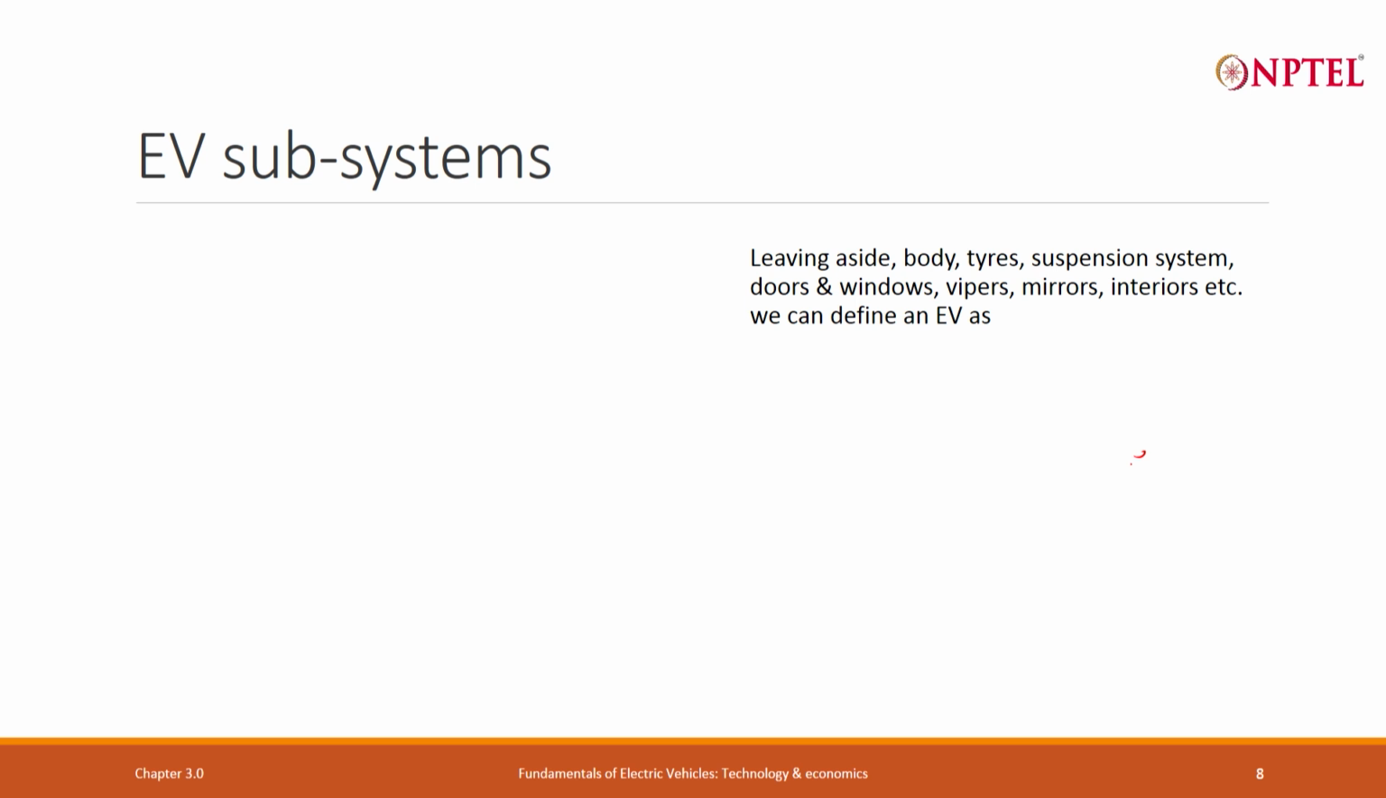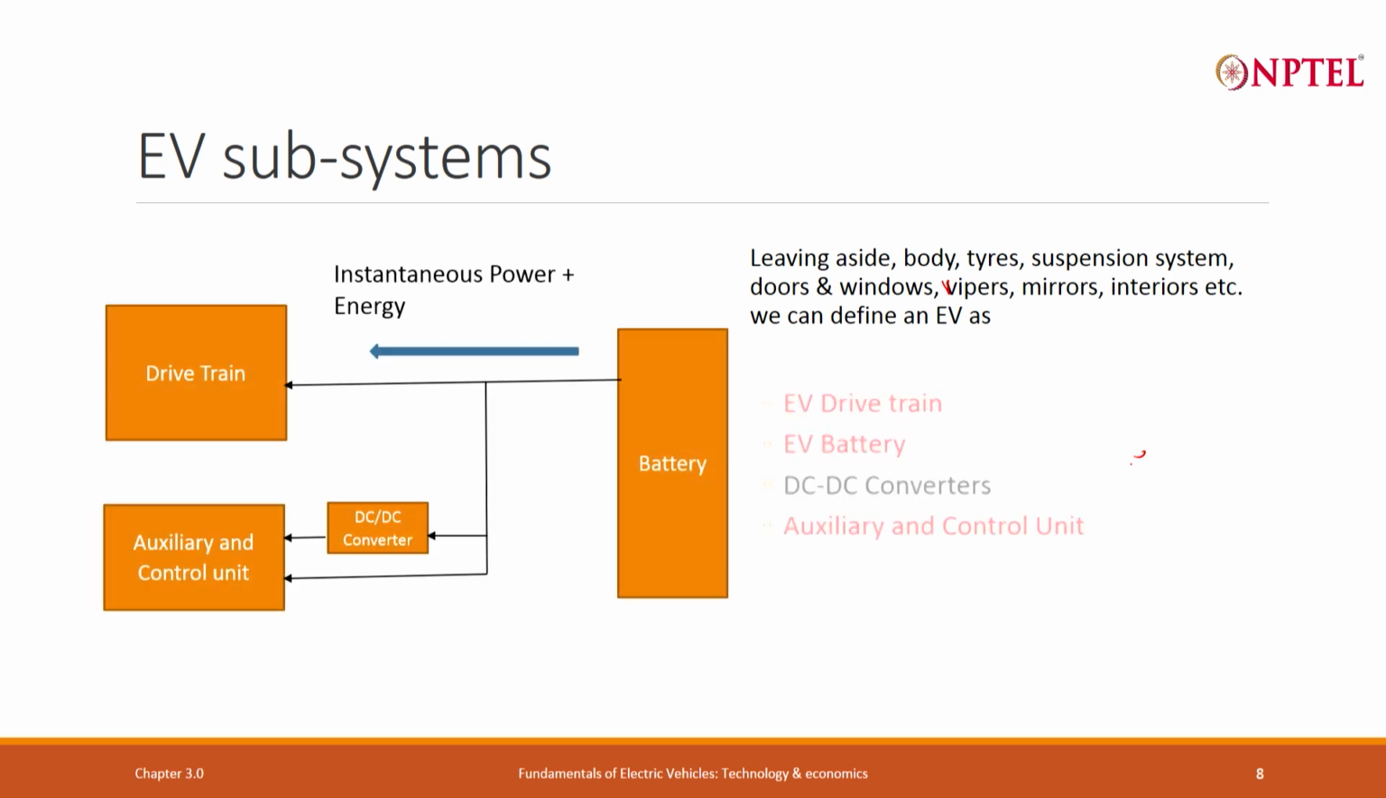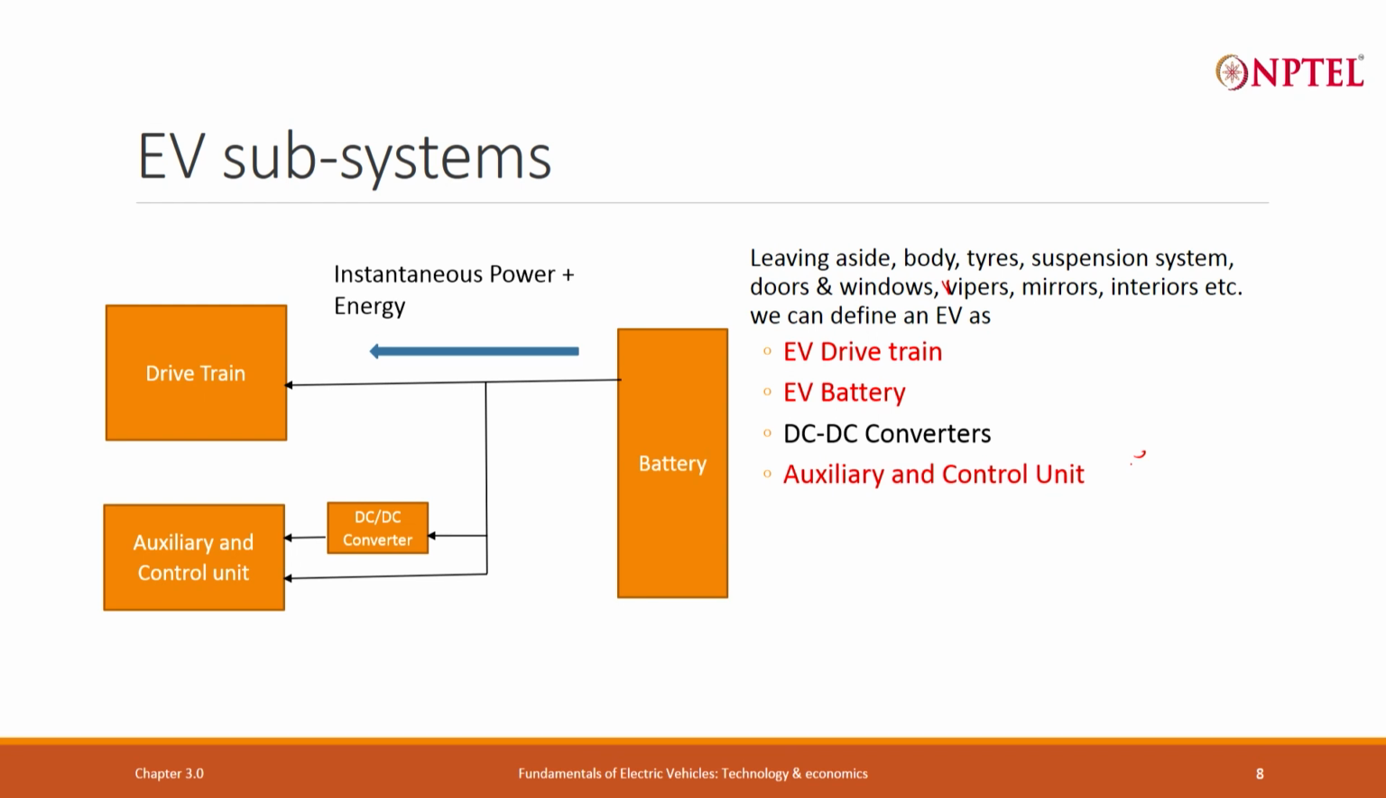Having done this introduction, let us look at the EV subsystems. Remember, right in the beginning I am leaving aside body, tire, suspension system, doors and windows, wipers, mirrors, interiors. If you leave aside this, EV consists first of a drivetrain. Sometimes the battery is included in the drivetrain. Strictly speaking, the battery is connected to the drivetrain, it is outside the drivetrain.